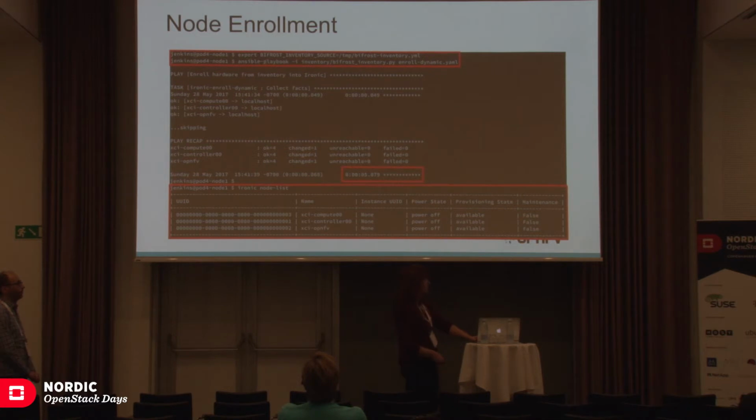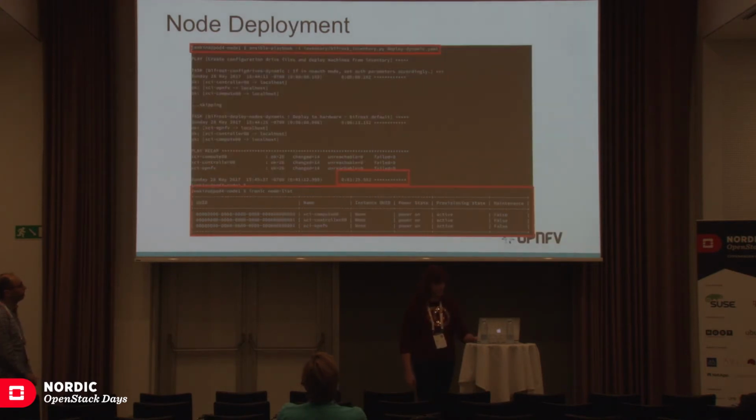You export the path of your inventory there, and then you execute the enroll playbook. So this will do, if you are familiar with Ironic, you will see that it's the same behavior. It will add all your nodes into the Ironic database. And then you can see that you have it with the Ironic basic commands there. And then the second step is just to execute the deployment command. So it will take the Ironic nodes that are listed in your database, and it will just do the deployment.